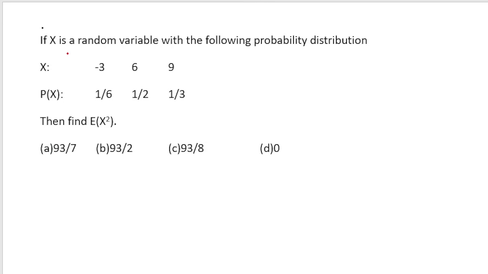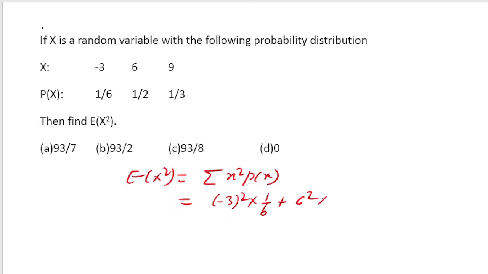Next, if x is a random variable with the probability distribution, then find the expectation of x square. So what is expectation of x square? Expectation of x square is summation of x square into probability of x. So x square: -3 square into 1 by 6 plus 6 square into 1 by 2 plus 9 square into 1 by 3. So how much do we get?